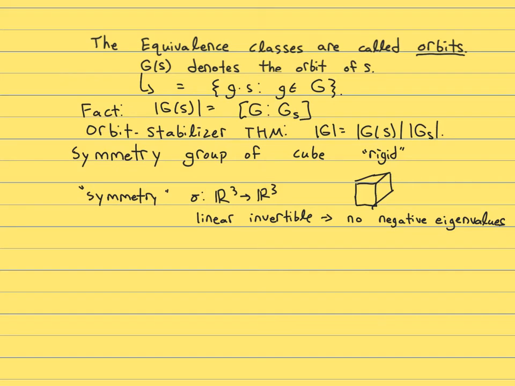I say this because some students in this course might know about Coxeter groups, where you actually allow reflections. I want to avoid reflections for right now, but we can come back to that in a moment. I just want rotational symmetries.